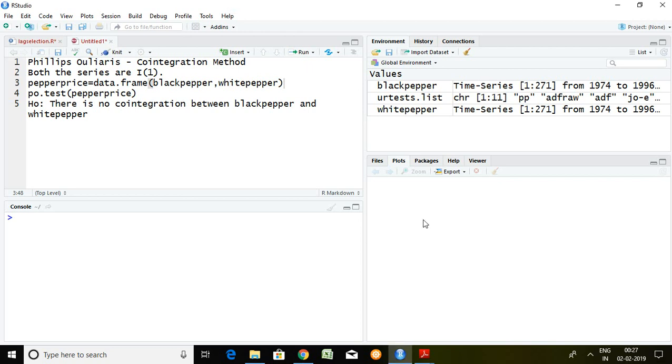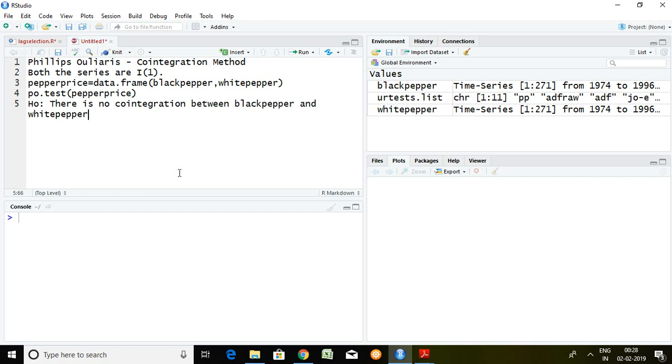Good morning. Today I'll talk about Phillips Ouliaris method of cointegration. I have data of black paper and white paper. I'm going to test cointegration as per Phillips Ouliaris method.